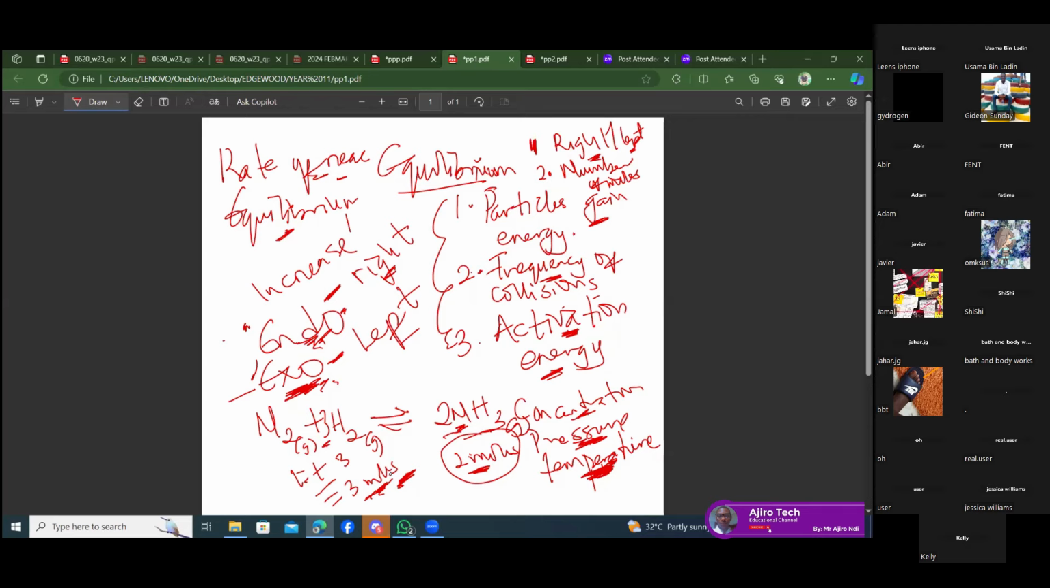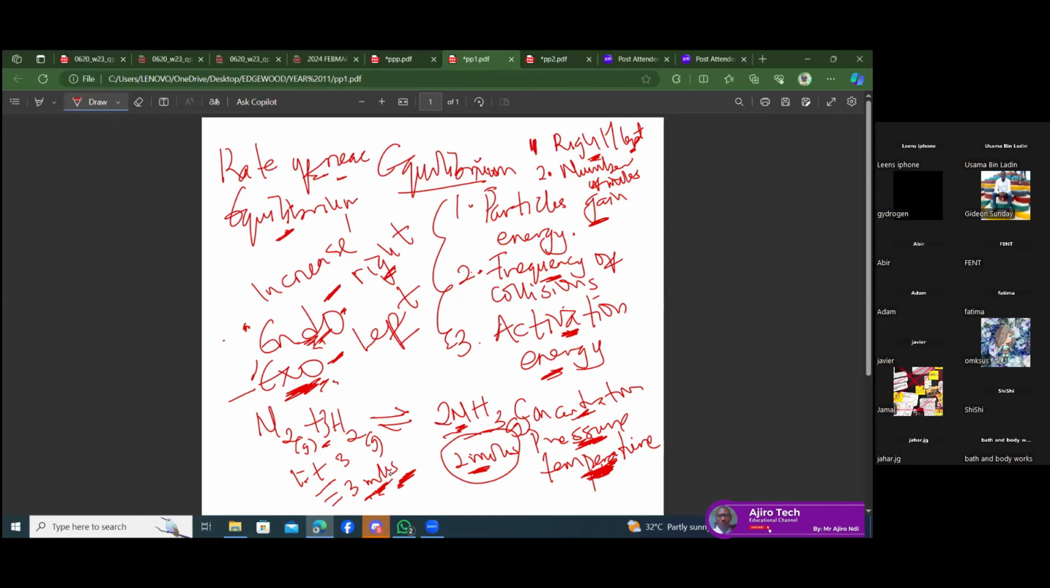Okay, so you need to know that when you increase the concentration of a reactant, there are more products. So concentration is very easy, and I don't think we should have any problem with increasing or decreasing concentration. All right, so I think I've explained enough on equilibrium and reversible reactions.